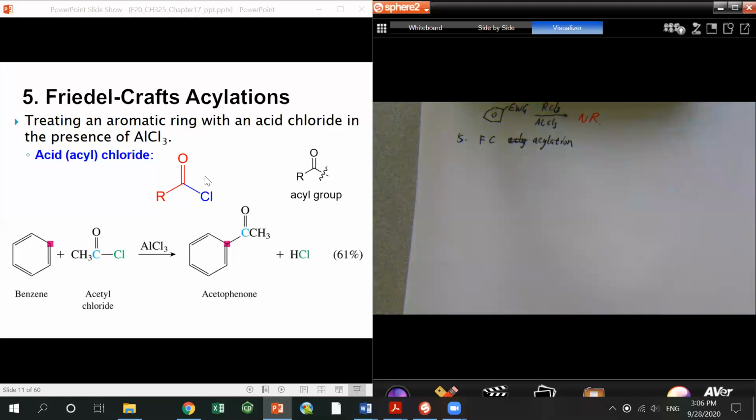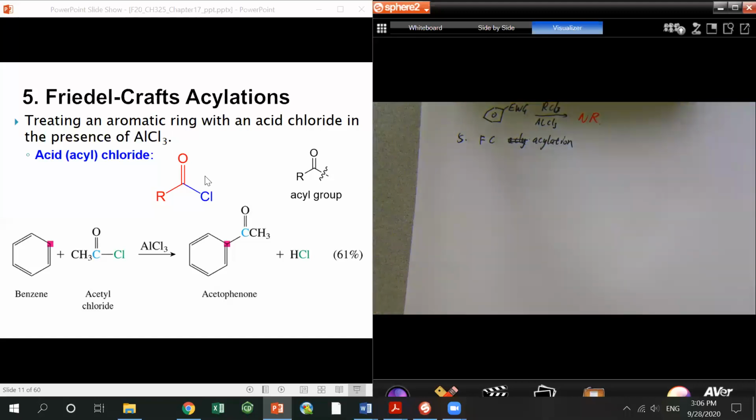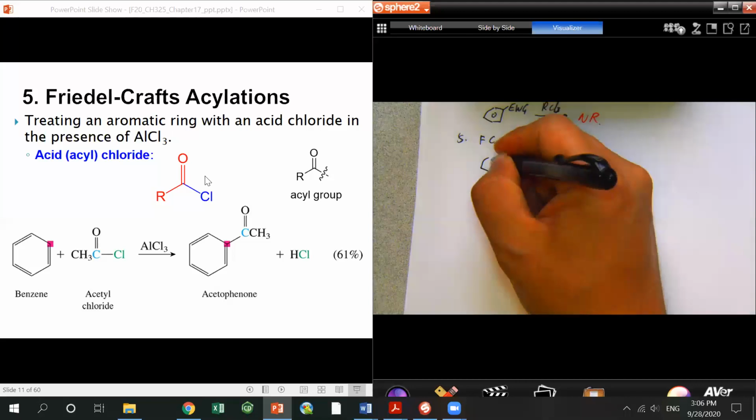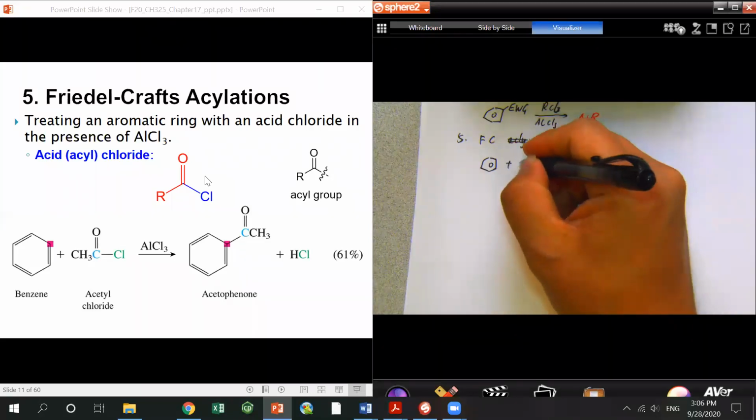Both the CX3 and the chlorine and bromine here are electron withdrawing groups. The activating group will also say that. So for the Friedel-Crafts acylation reaction, this is the general reaction I show you guys. You have the benzene, and then you have an acid chloride.